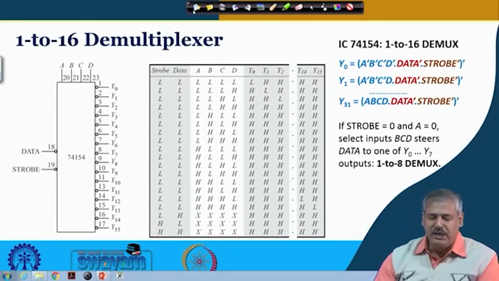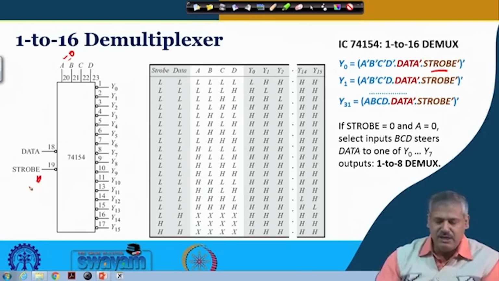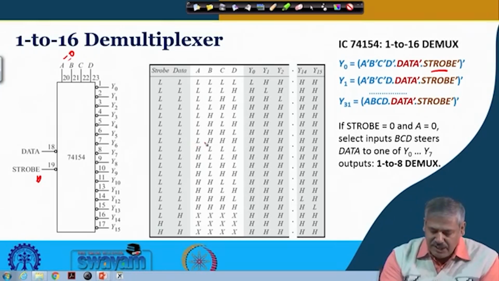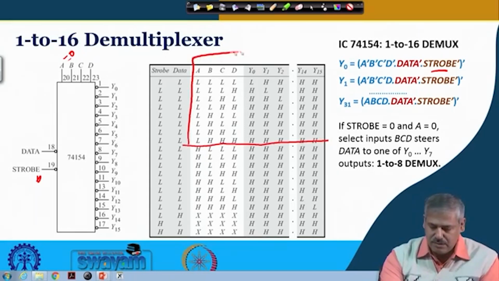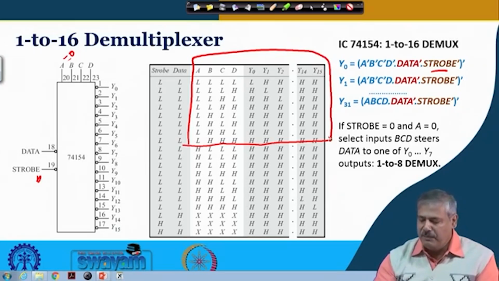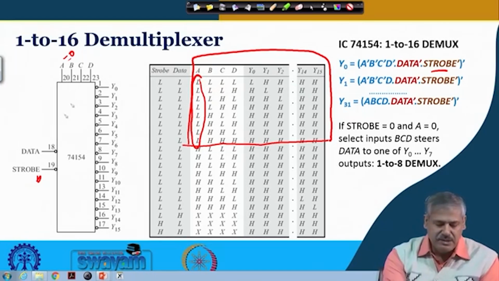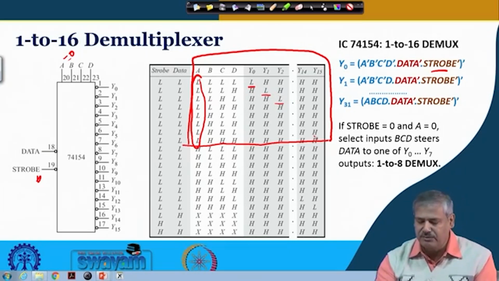Now, if we make strobe equal to 0 and A equal to 0, what will happen? We are looking at only this part of the truth table. Depending on the select inputs BCD, since A is always low, the input data will go either to Y0 or Y1 or Y2 or Y3 or finally to Y7. So essentially it is a 1 to 8 demultiplexer.